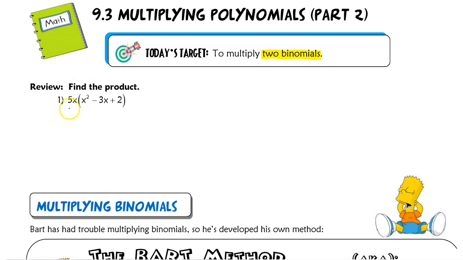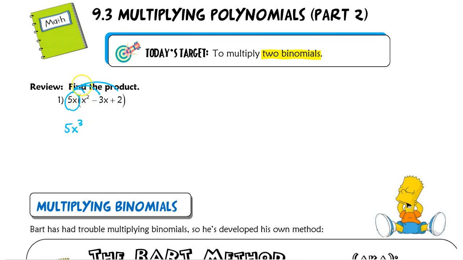When we take a monomial on the outside and we multiply it by a polynomial, we need to make sure we distribute it to all three terms. And when we take 5x times x squared, remember for the number part, we're just multiplying 5 times 1, that stays 5. When we multiply x times x squared, we would add the exponents to get x cubed.